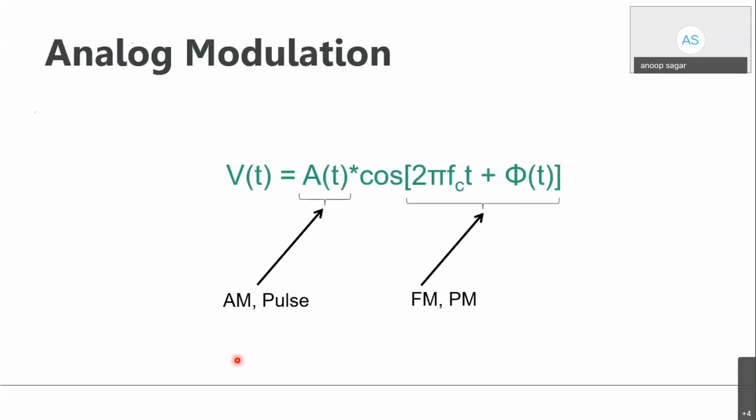Then this equation, maybe you know this equation. With the help of this equation, we can generate analog modulation. By varying this, we can generate amplitude modulated or pulse modulated signal. By varying this component, we can generate frequency modulated or phase modulated signal.